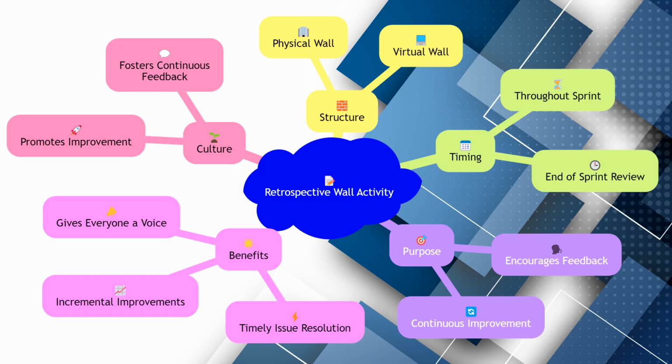The retrospective wall activity involves creating a physical or virtual wall where team members can post their feedback throughout the sprint. At the end of the sprint, the feedback is reviewed and discussed during the retrospective. This activity encourages continuous feedback and ensures that all team members have a voice. By collecting feedback throughout the sprint, teams can address issues in a timely manner and make incremental improvements. The retrospective wall activity is a great way to foster a culture of continuous feedback and improvement.